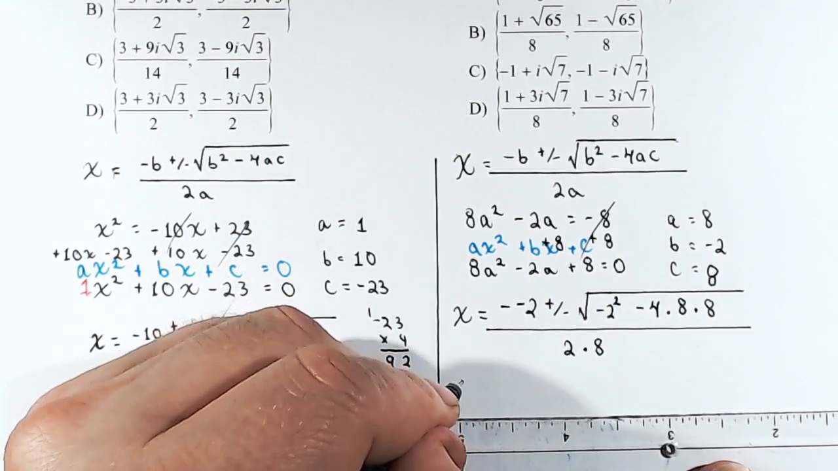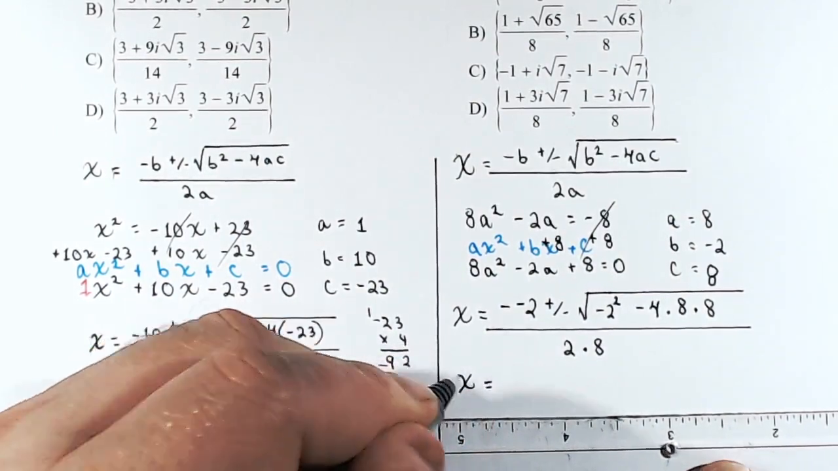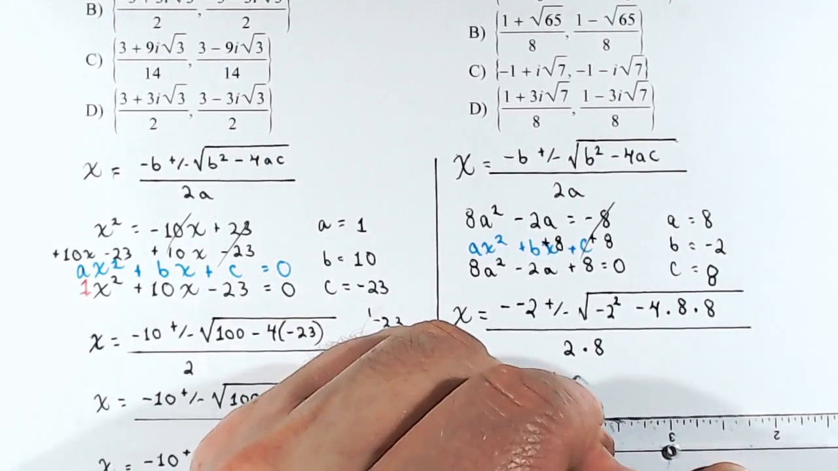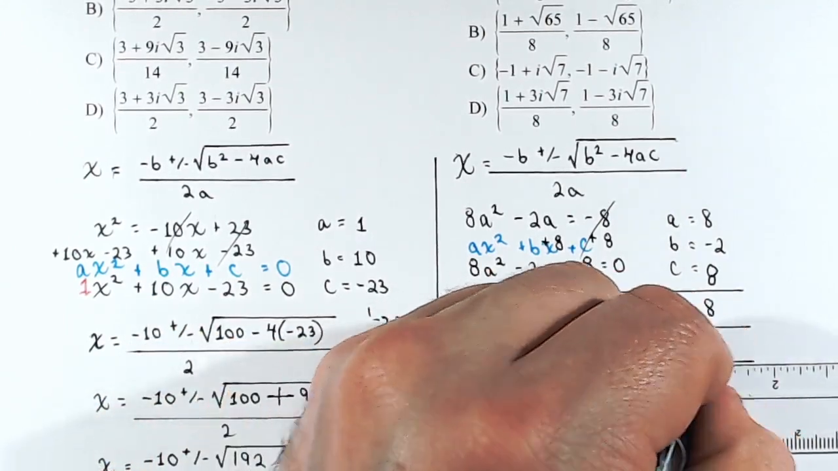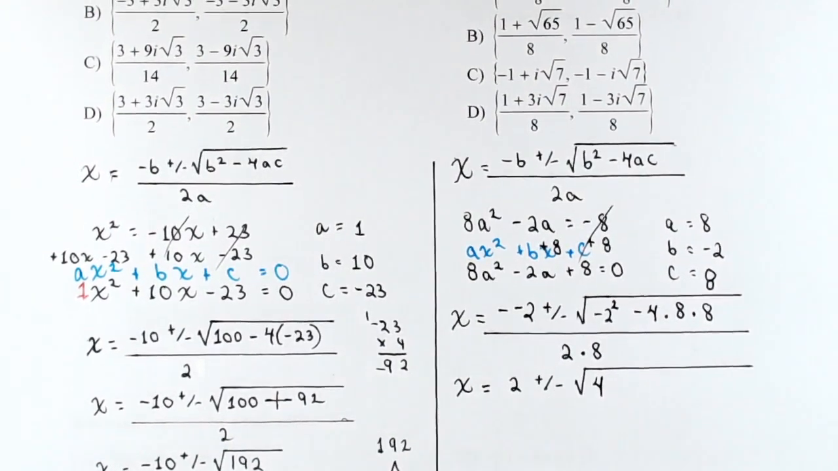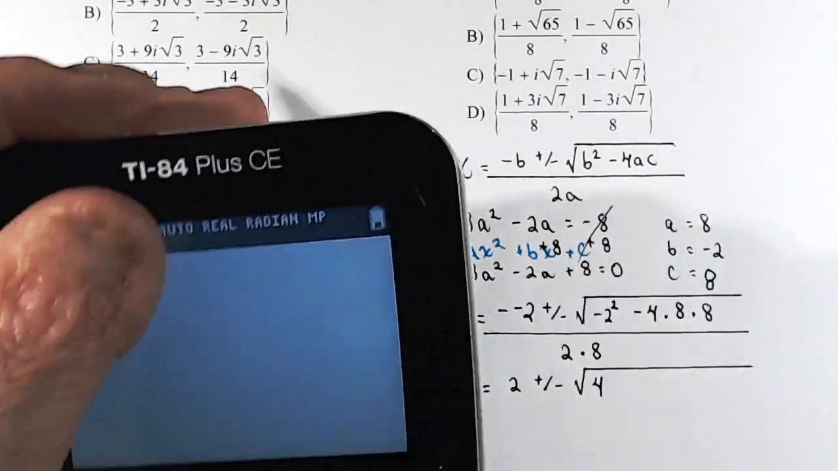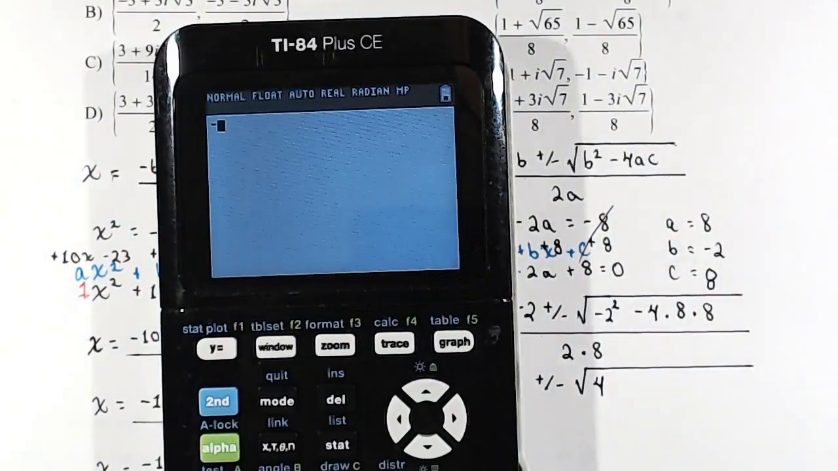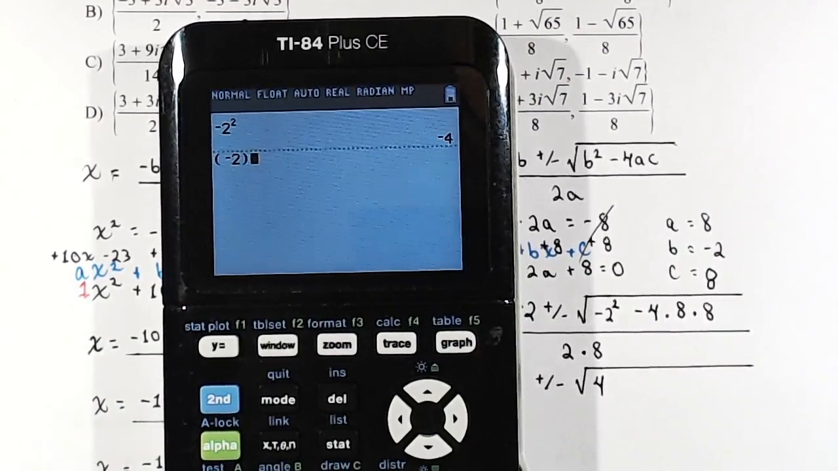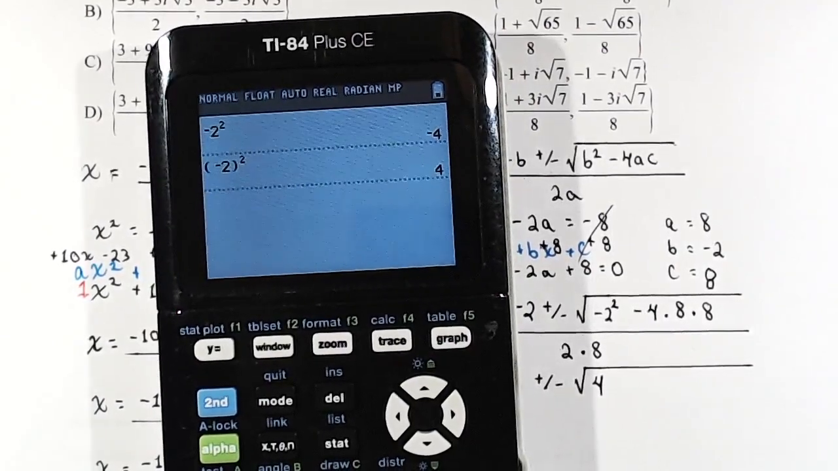So let's simplify all this out. x is equal to positive 2, negative negative is a positive, plus or minus the square root of, now negative 2 times negative 2 is positive 4. If you stick that in your calculator, it's going to give you the wrong answer unless you're real careful about it. I'll show you what I mean. Just type in -2 squared. It says -4, right? That's wrong. What you need to do is put -2 inside parentheses and then square that, and it tells you it's 4.